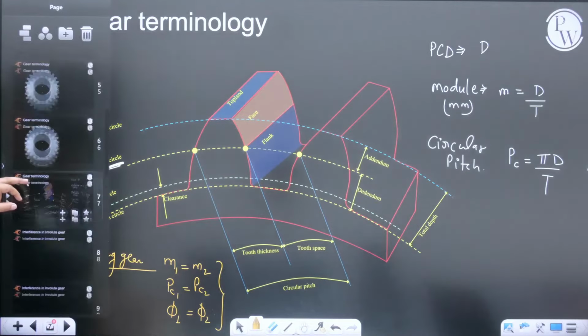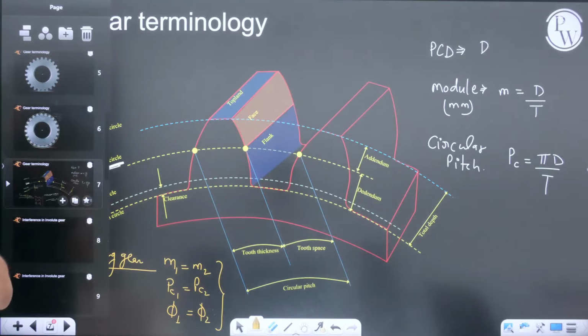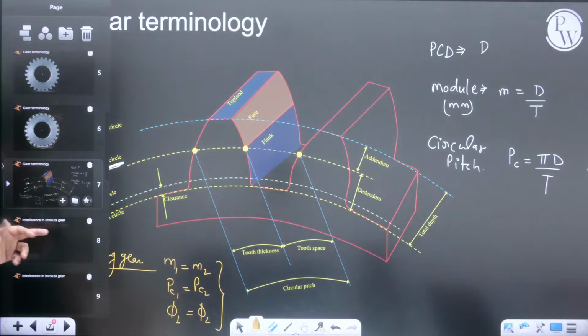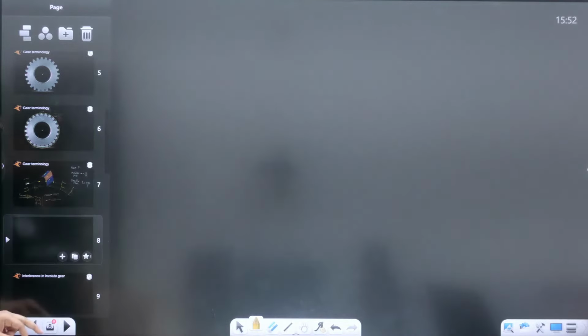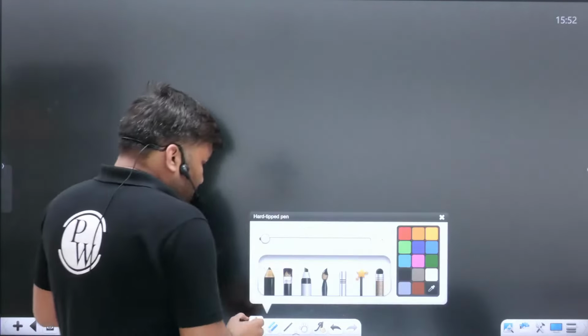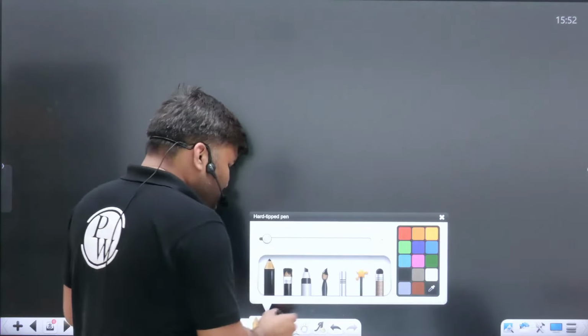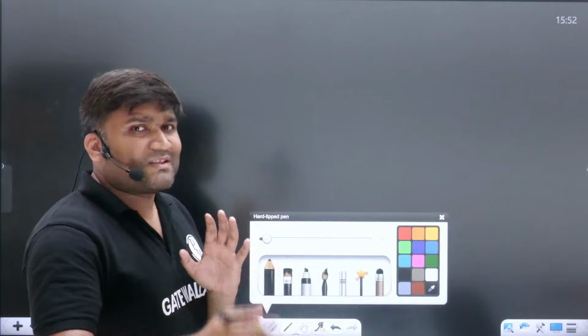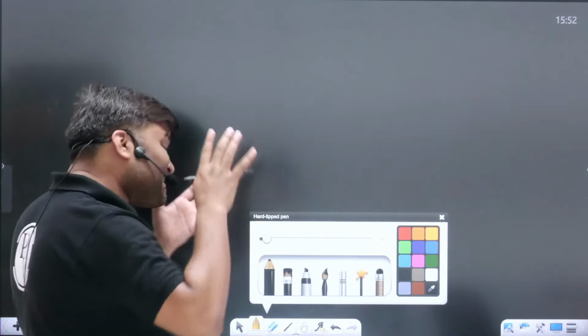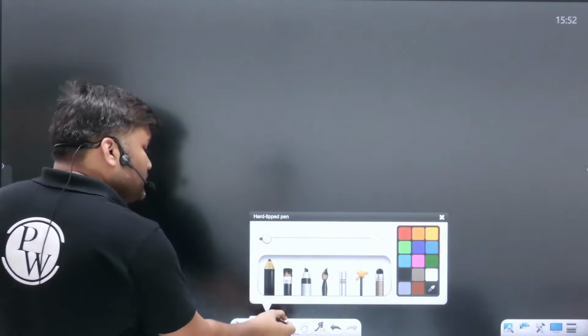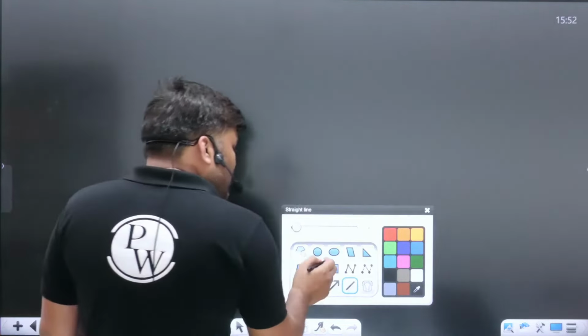Now I have to discuss the part from which questions can be framed. Questions will generally be asked from the interference part, but before jumping directly into interference, let me tell you how these gears are going to work. I am talking from the point of view of involute gears.